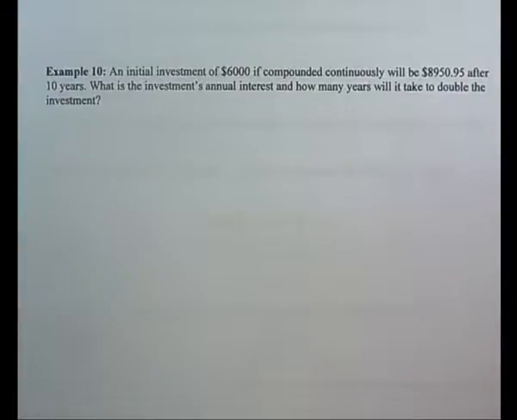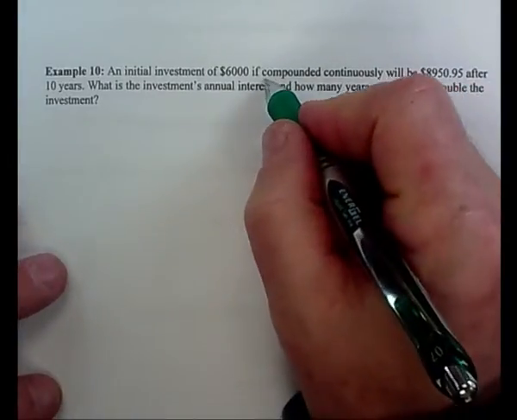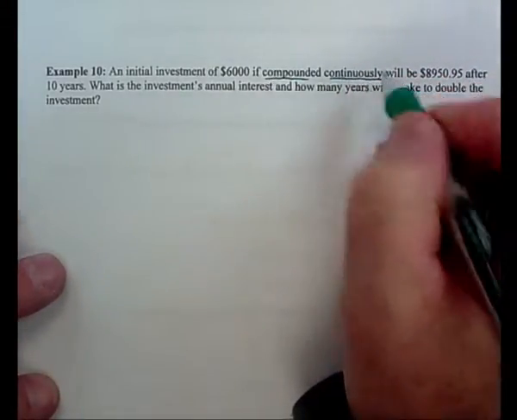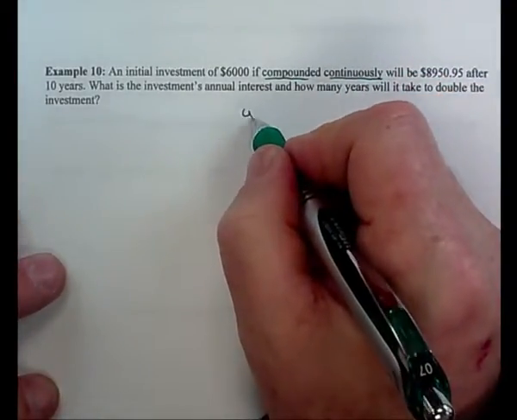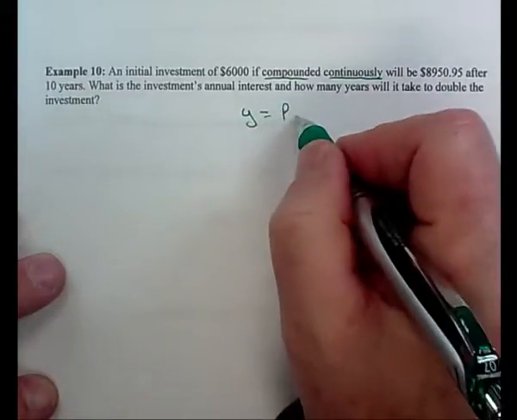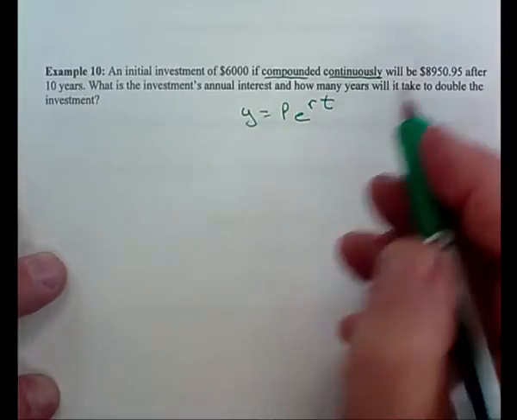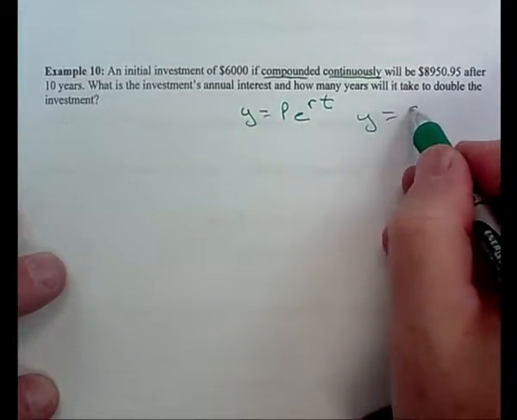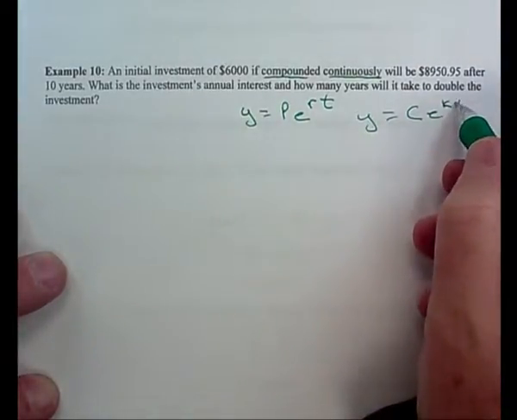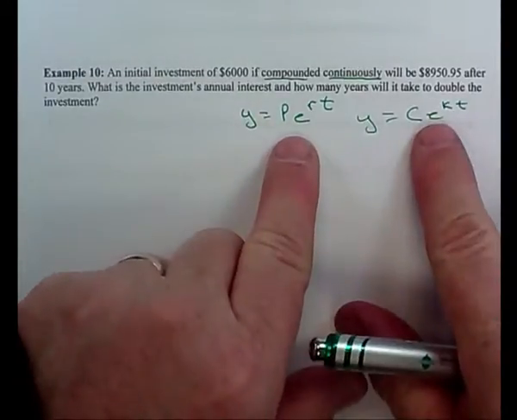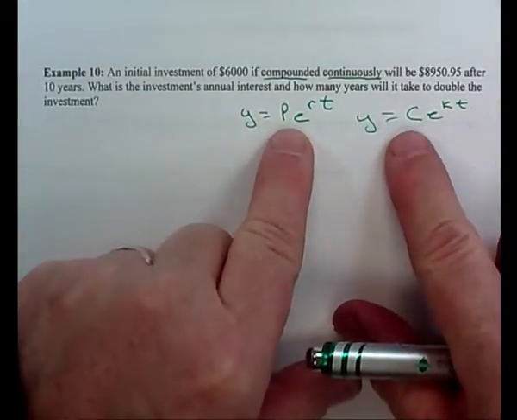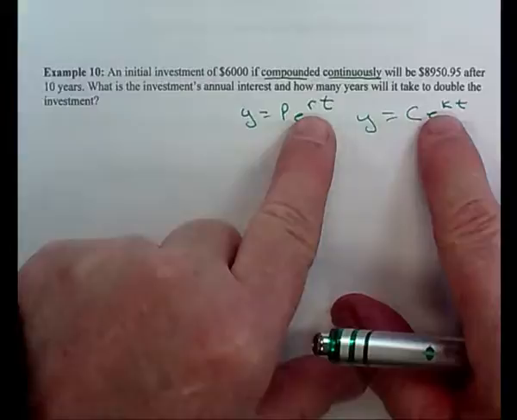Ryan, we changed it up a little bit. An initial investment of $6,000 if compounded continuously. If you remember, it's y equals P e to the rT, correct? Yeah, it's the same thing. Look at this: C e to the kT. We're just dumb as math teachers. We change the letters, but it's the same thing.